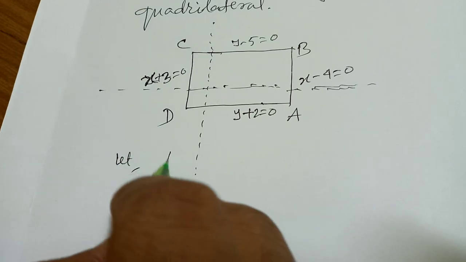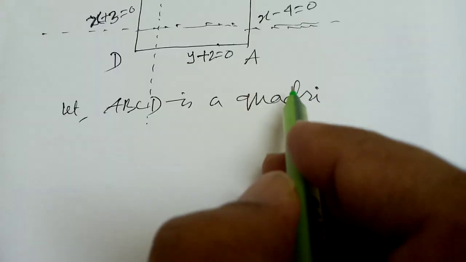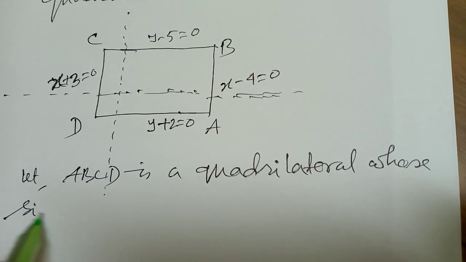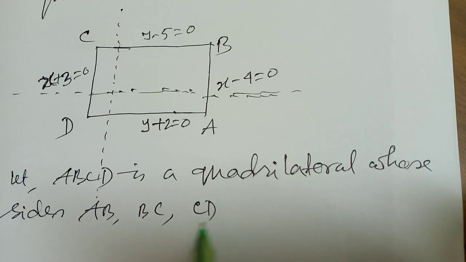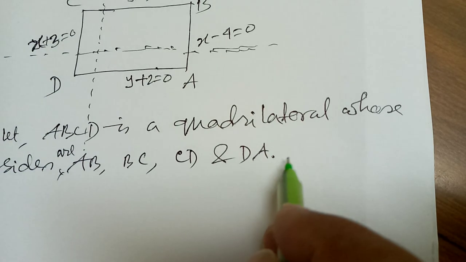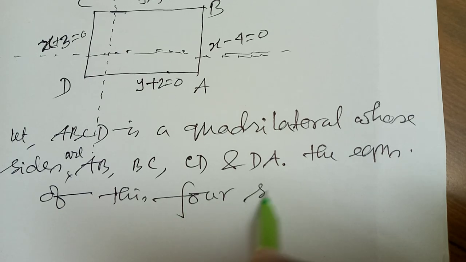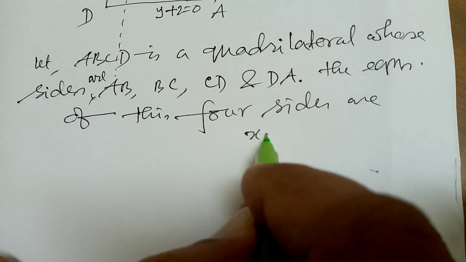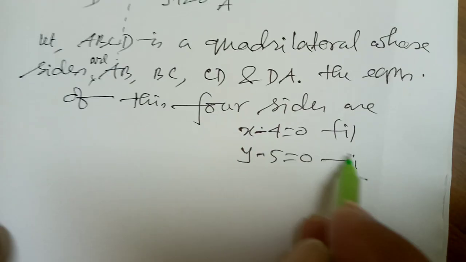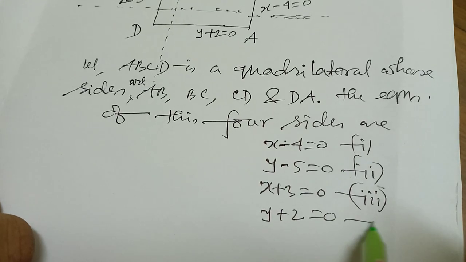So you can write here, let ABCD be a quadrilateral with four sides AB, BC, CD, and DA, and the equations of these four sides are x minus 4 equal to 0, equation number 1, y minus 5 equal to 0, equation number 2, x plus 3 equal to 0, equation number 3, and y plus 2 equal to 0, equation number 4.